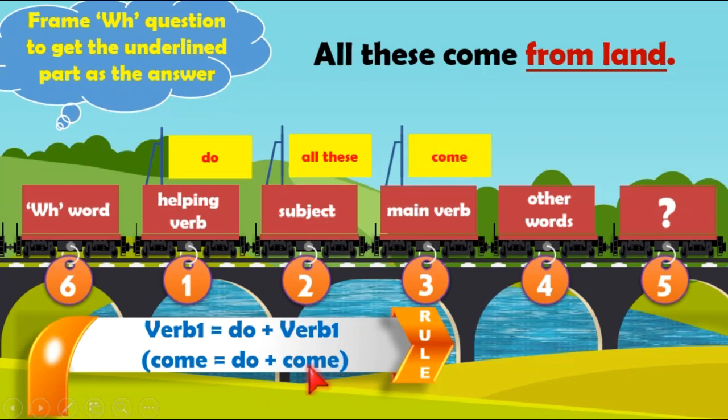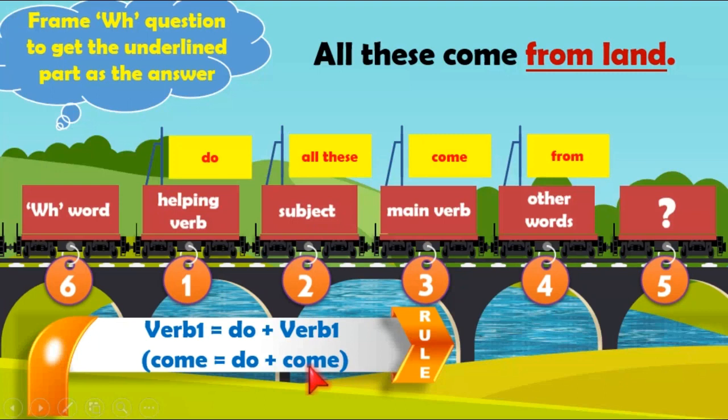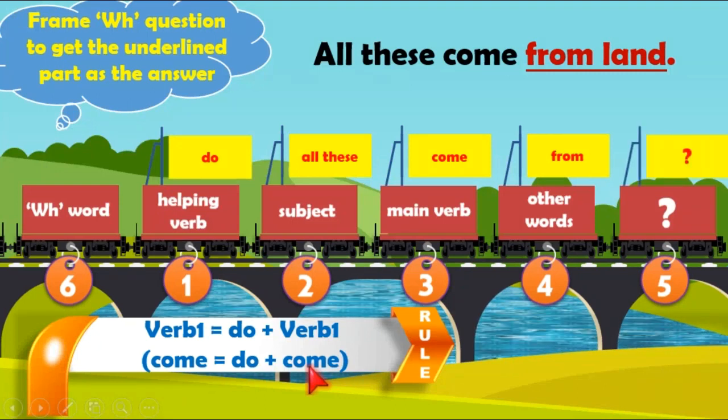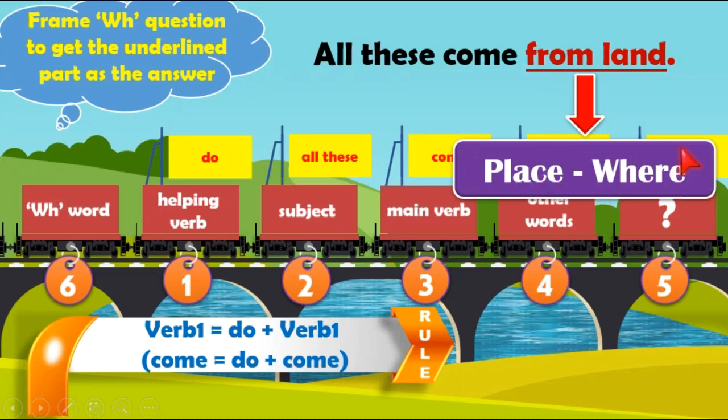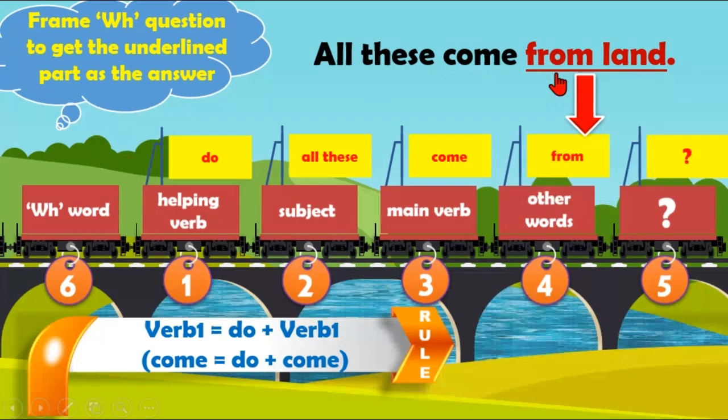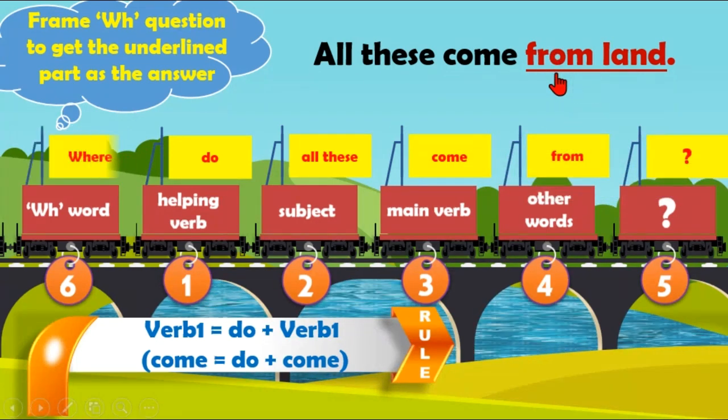Then the other words. Then the question mark. Then we have to find out the corresponding WH word from land. These underlined parts tell us place. So you should add the WH word where. Where do all these come from?